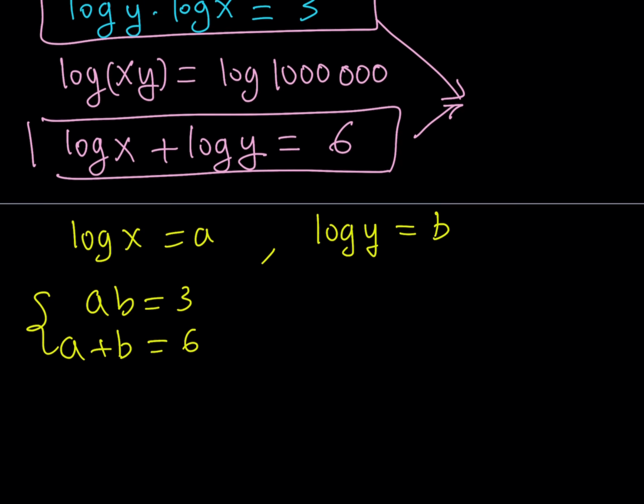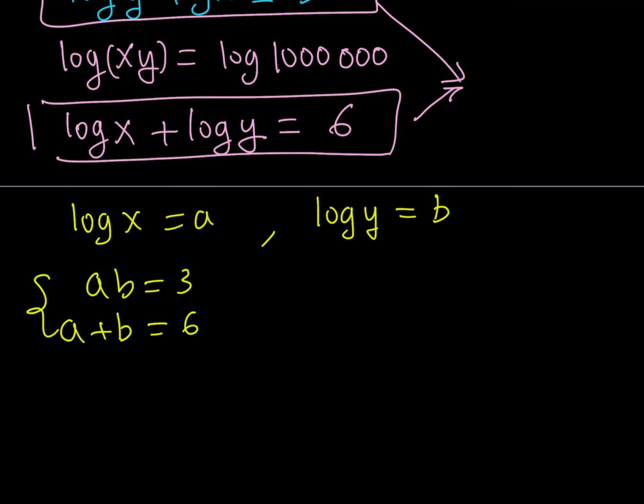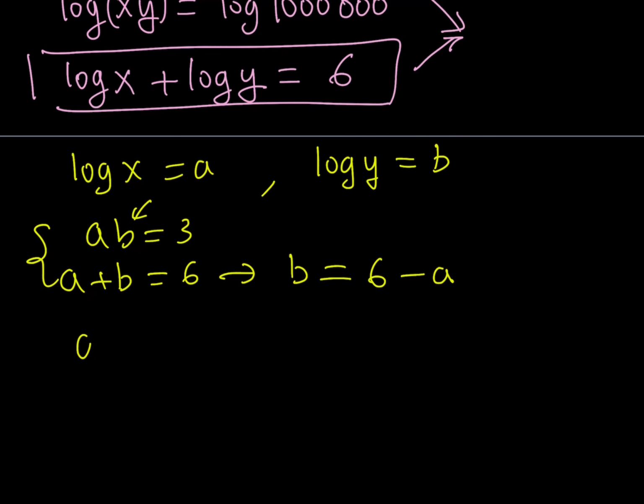Okay, let's go ahead and find the values from here. What am I going to do? Well, let's isolate b: b equals 6 minus a, and then plug into the first one. So I get a times 6 minus a is equal to 3. From here, I get 6a minus a squared is equal to 3.